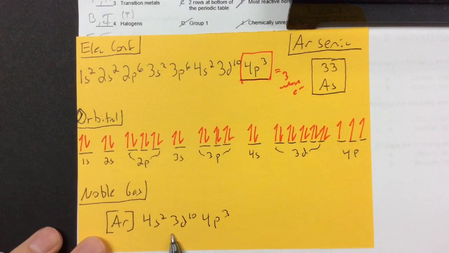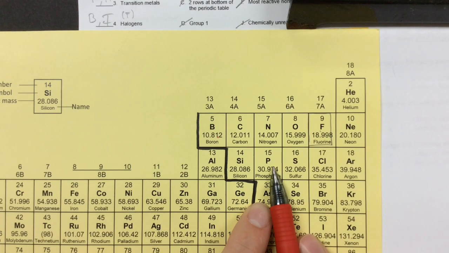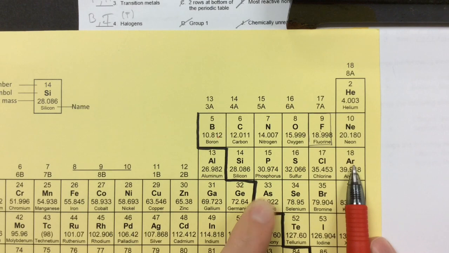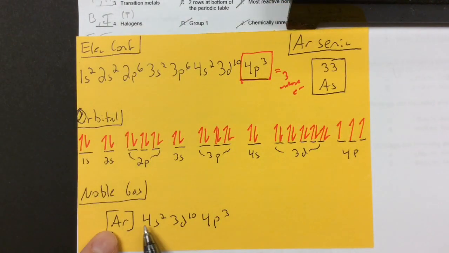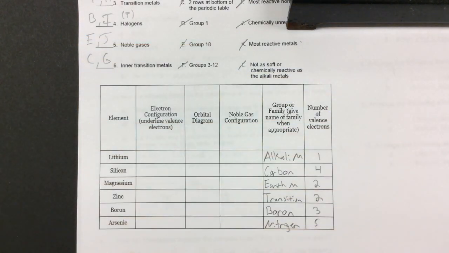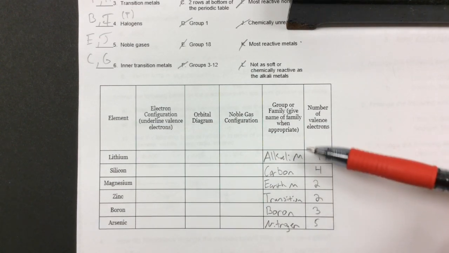Scrolling down here to the noble gas configuration, same process as before. I find arsenic here in row 4. I'm going to go up to row 3 all the way across and see that argon is the last noble gas. So I write argon down in brackets, and then I copy down my electrons from there. 4s2, 3d10, 4p3.